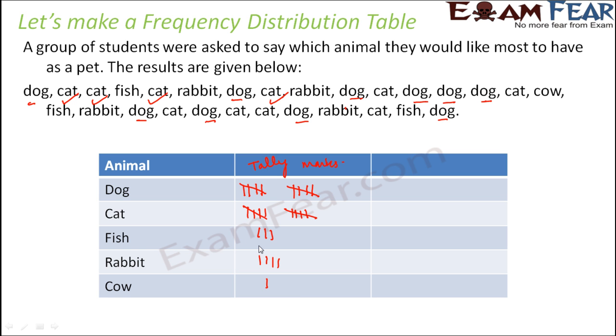Now once you have drawn all the lines, it is very easy to find out their frequency, because one set of these lines is nothing but 5. So it is basically 5 plus 5, that is 10. Similarly here also it is 5 plus 5, that is 10. This is 3, this is 4, and this is 1. So this is how we made a frequency distribution table.